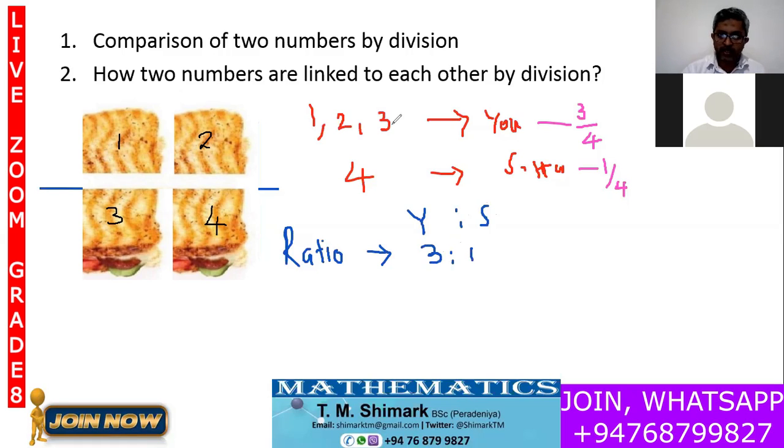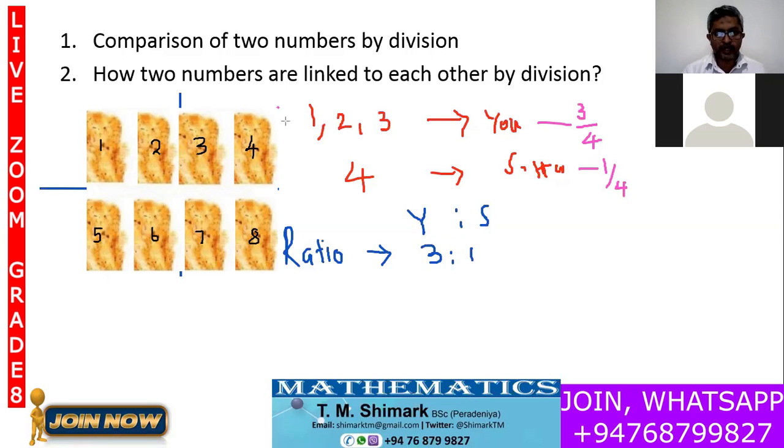If I'm dividing this same thing into 8 parts, same thing, right? I can give any number of parts like this to you. Let's say you get these 3 parts, 1, 2, 3. Your sister is getting another 3 parts. Your brother is getting the remaining 2 parts.